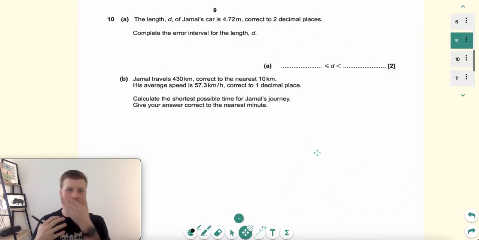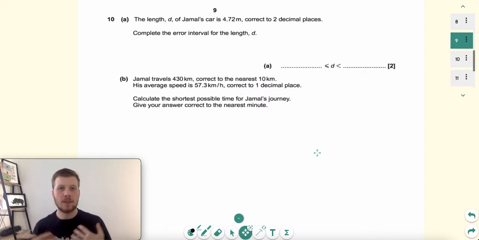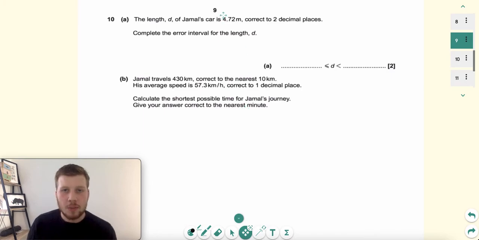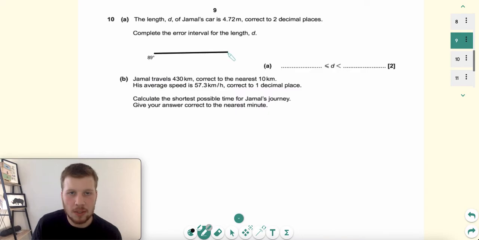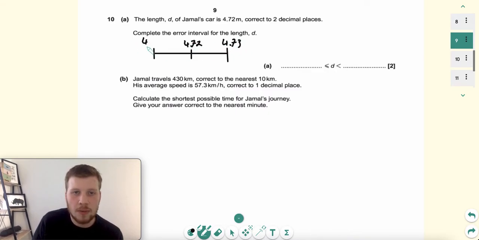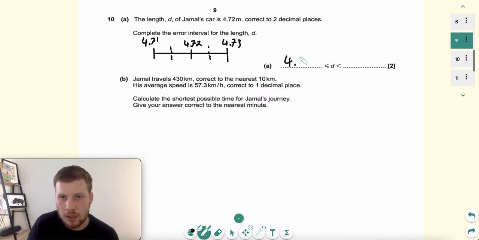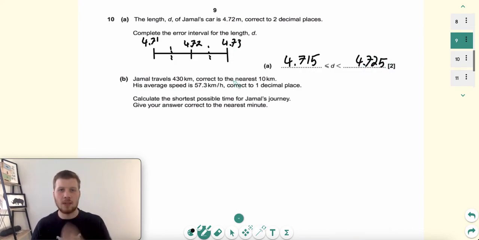Okay, now we're going to get into some questions which are a little bit trickier. The first one: the length of Jamal's car is 4.72, and it says correct to 2 decimal places. So what I'm going to do is draw my little number line. I've got 4.72 in the middle, so this is 4.72, this must be 4.73, and this must be 4.71. The rounding values are going to be halfway, so it's going to be 4.715 for this value, and 4.725 to indicate the halfway point of the next one.